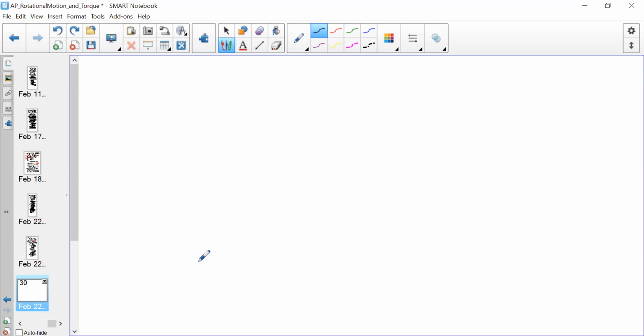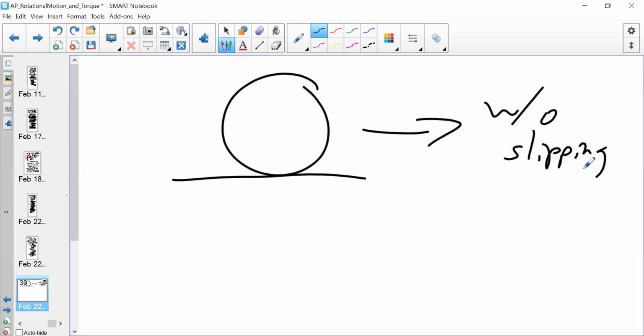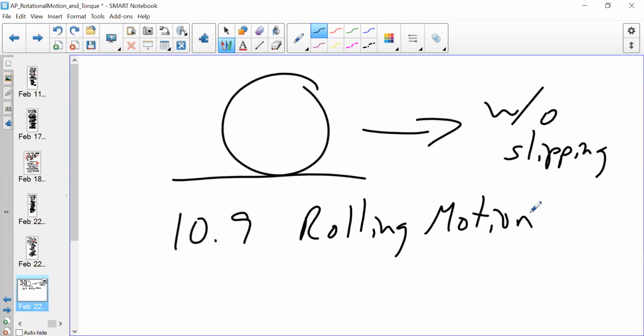And if you have an object that's rolling without slipping, it has friction at the bottom of the surface. So you have a wheel on a surface and it rolls forward without slipping. There's an ample amount of friction going the other way to keep it rolling forward, well, without slipping. I'm going to simplify the argument in section 10.9. It talks about the rolling motion of a rigid object.